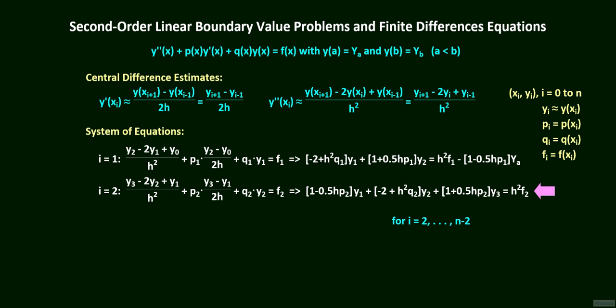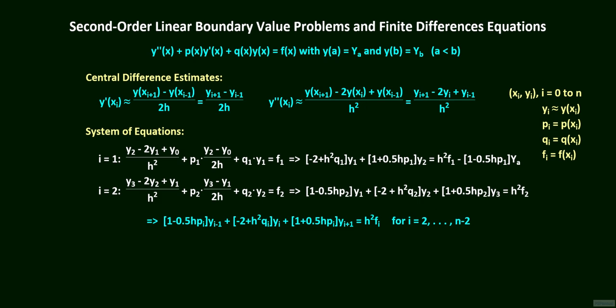For i equals 2 to n minus 2, we have the following finite difference equation. The quantity 1 minus 0.5 times h times p sub i times y sub i minus 1, plus the quantity minus 2 plus h squared times q sub i times y sub i, plus the quantity 1 plus 0.5 times h times p sub i times y sub i plus 1, and this is equal to h squared times f sub i.